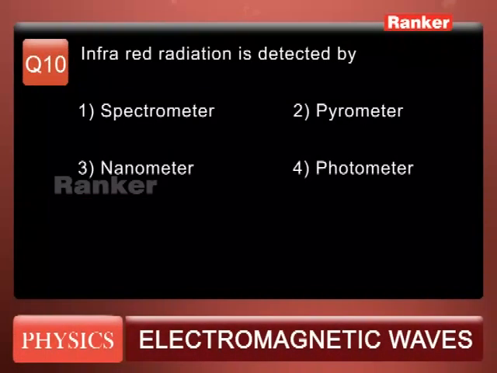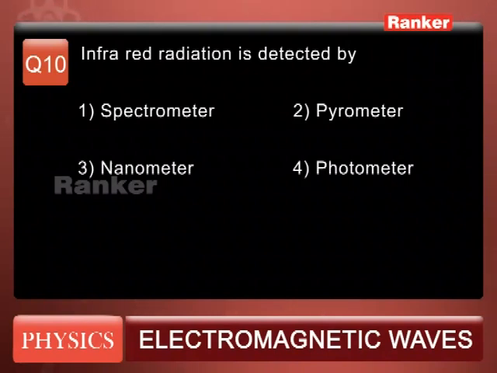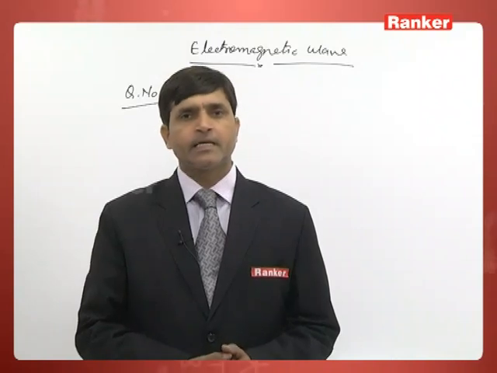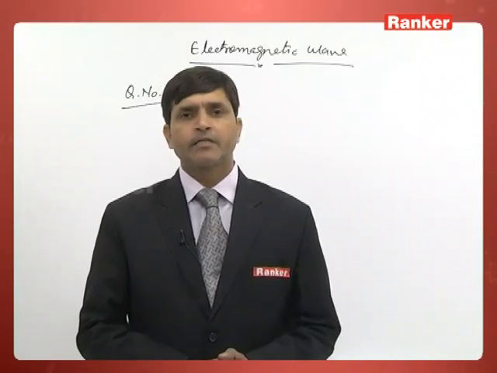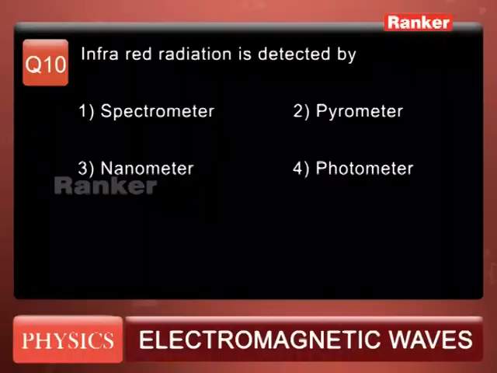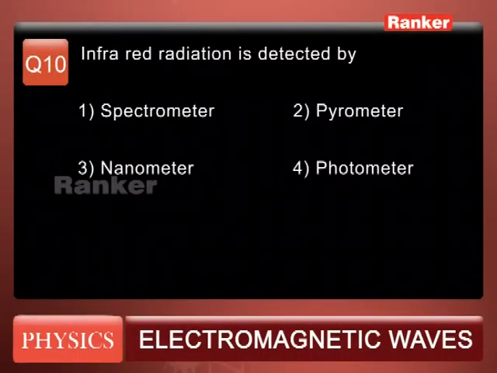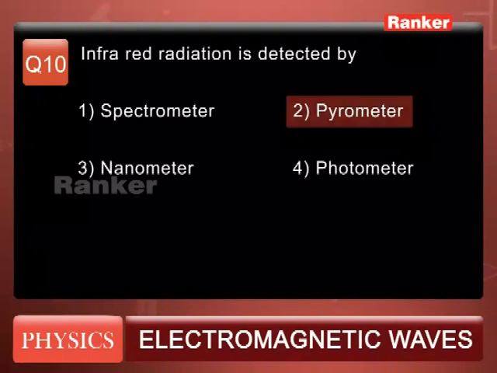Question number 10. Infrared radiation is detected by, and we have 4 options. Option 1 is spectrometer, option 2 pyrometer, option 3 nanometer, and option 4 is photometer. See, as we know, infrared radiations are heat radiations, and heat radiations are always detected with the instrument known as a pyrometer. So option number 2 is the correct answer.